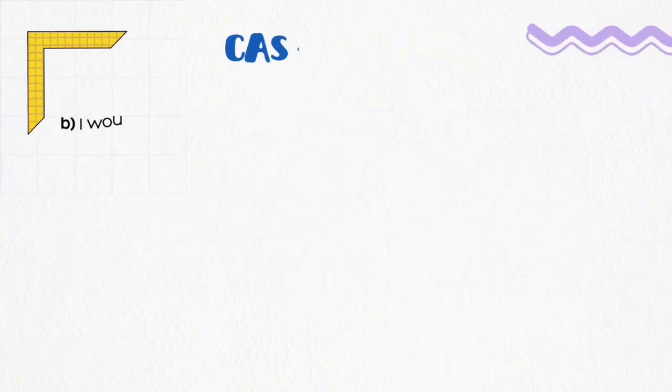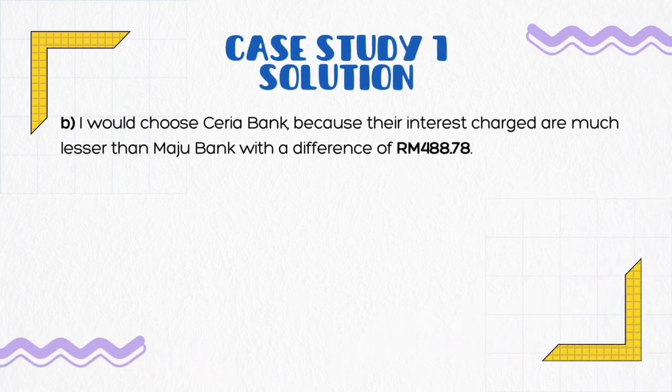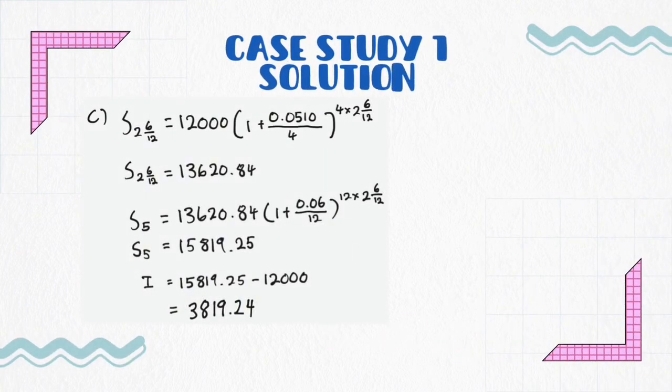Next, for question B, I would choose Chira Bank. It is because their interest charge is less than Maju Bank with a difference of 488 ringgit 78 cent. For C, the question says that the interest rate of the bank changes to 6% compounded monthly. So the question asks how much they should pay at the end of 5 years.